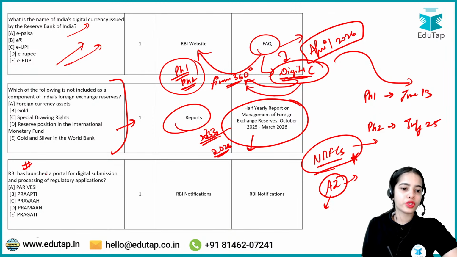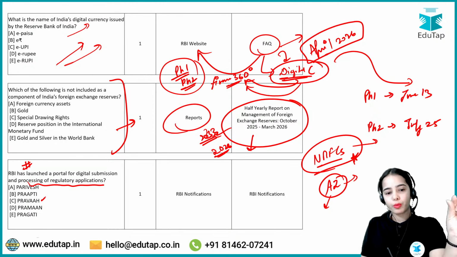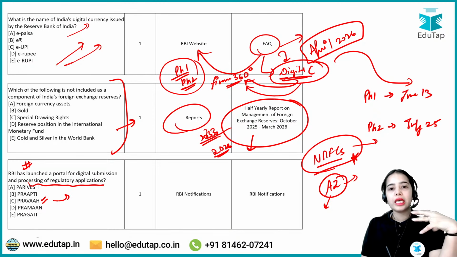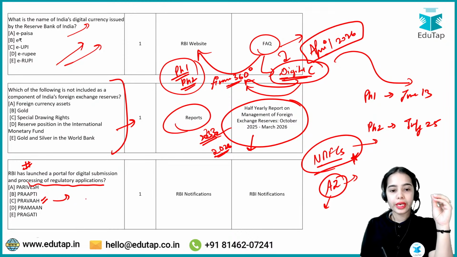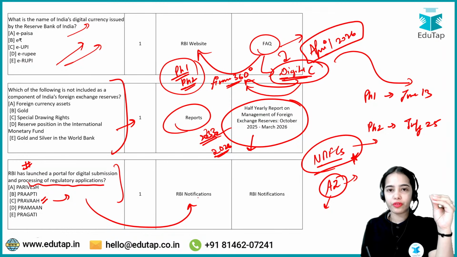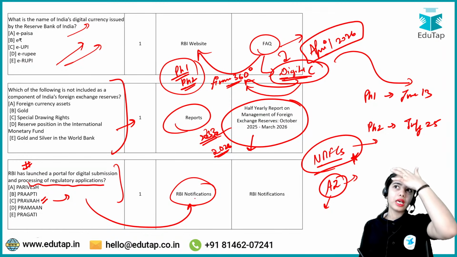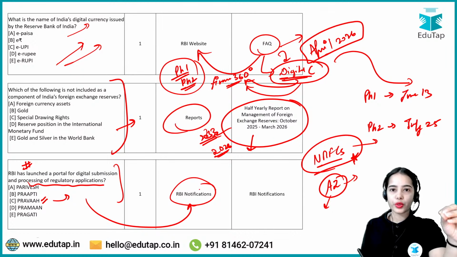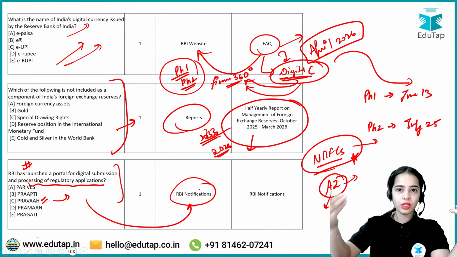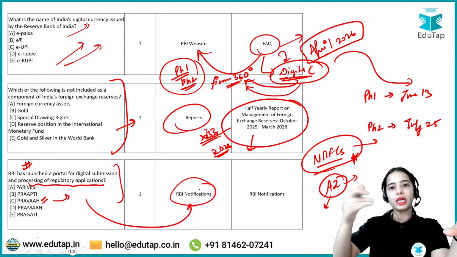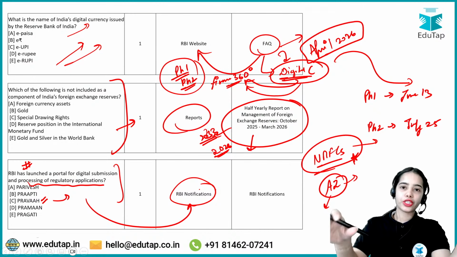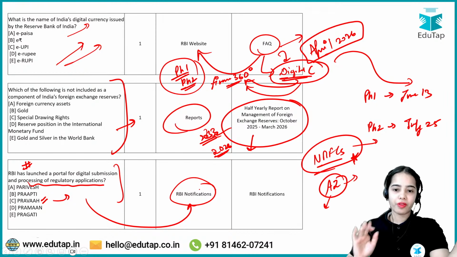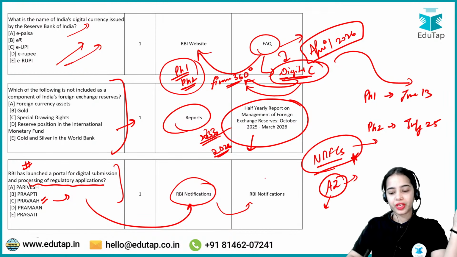Now RBI has launched a portal for digital submission and processing of regulatory applications. The Prava portal that the RBI has launched, this topic was again and again in the news. So it is a question from the RBI notifications, because just before the examination, I think in May, there was a lot of discussion that the applications have to be sent through the Prava portal. In the RBI notifications, different notifications kept coming, and all the different applications were required to be sent through the Prava portal. So this is from RBI notification.